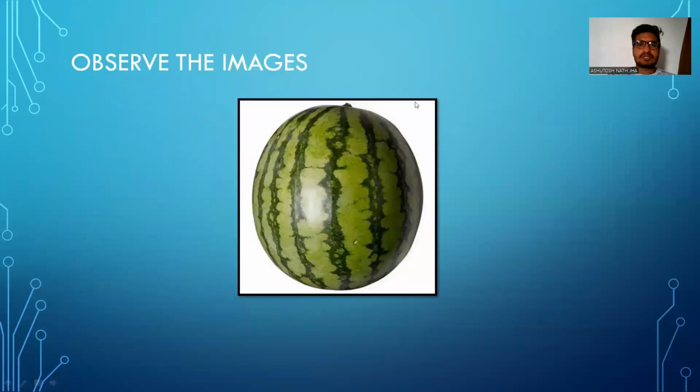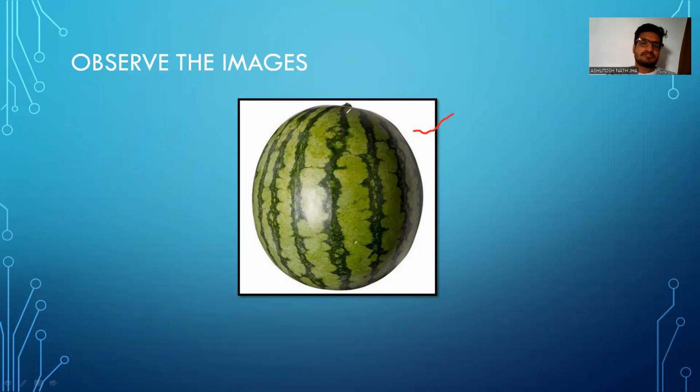In today's topic we discuss something related to the previous class chapter. So first of all, observe this particular image and tell me what comes to your mind. This picture depicts a watermelon.